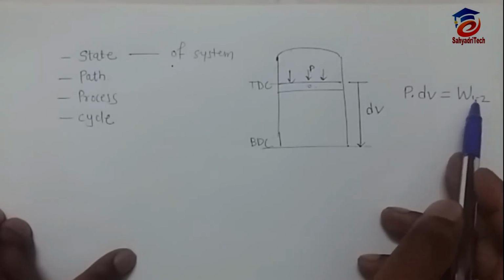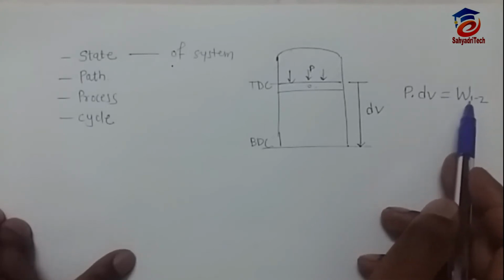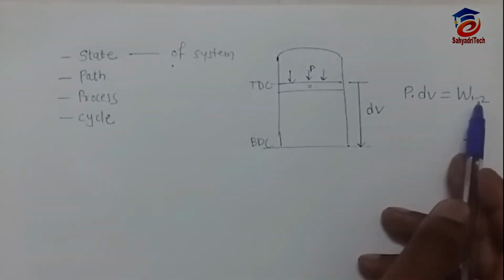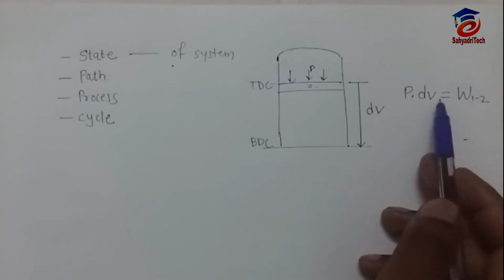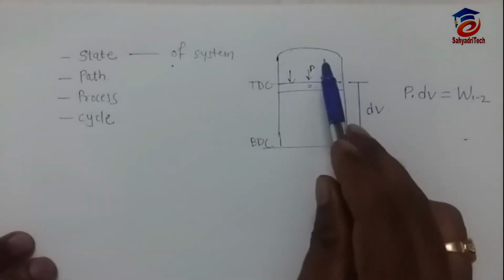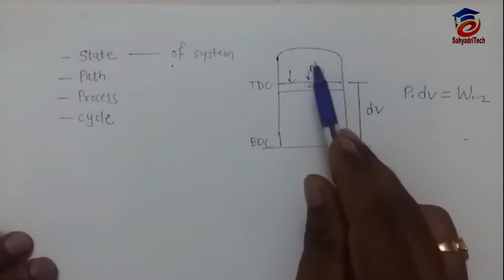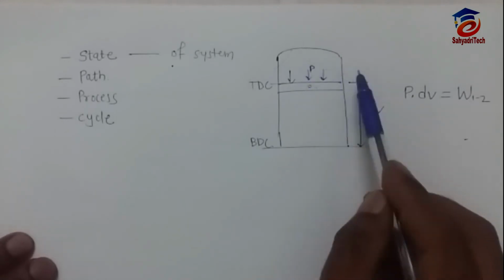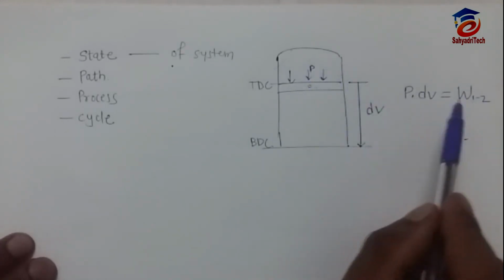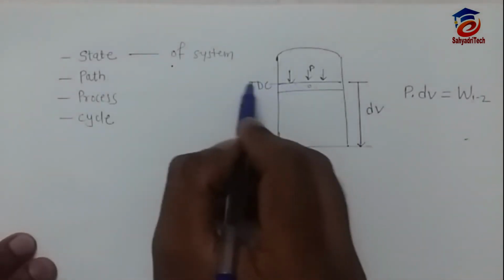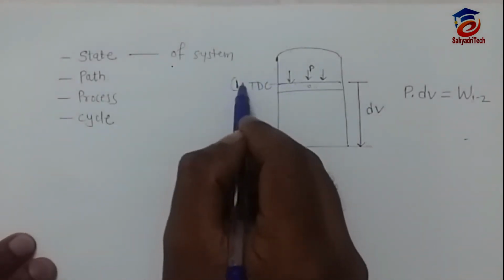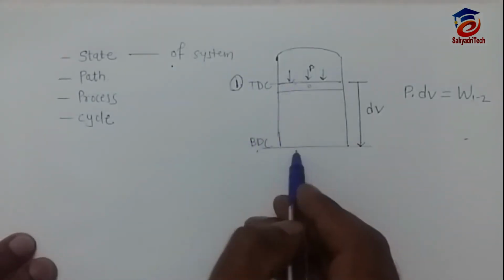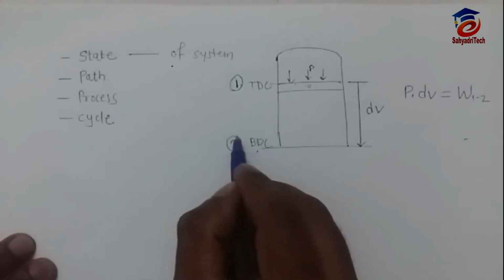During process 1-2, the piston was at position 1 and now it is at position 2. During this process, the piston has moved and the properties of this system have changed. Those properties we have to analyze here. That's why I have written 1-2. Position 1 is when the piston is at TDC. Now the piston is at BDC. After moving, the piston will come to this BDC, and that will be position 2.